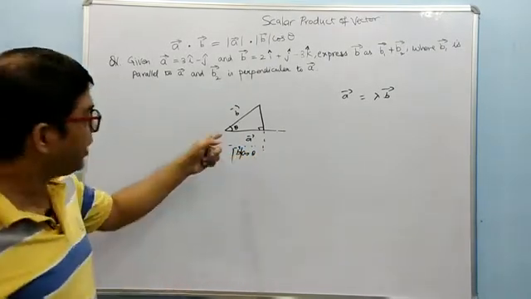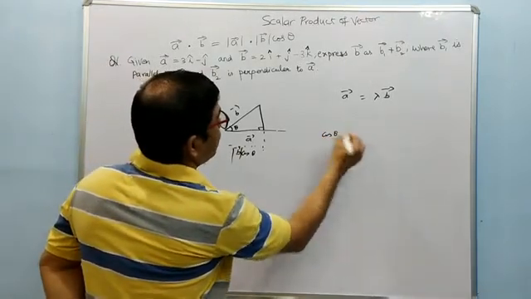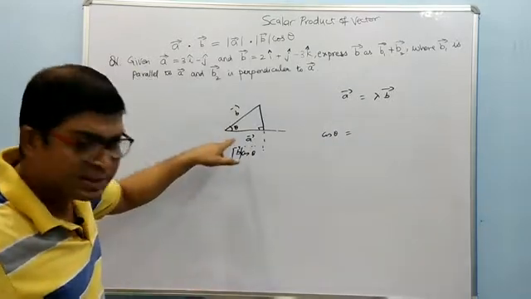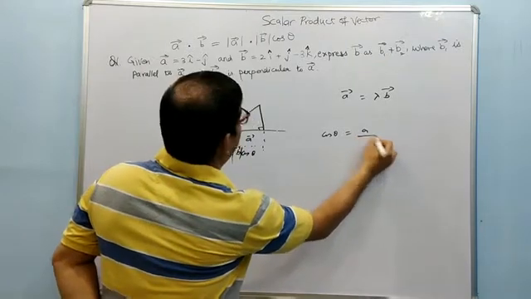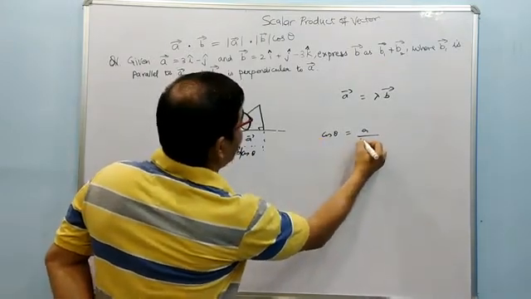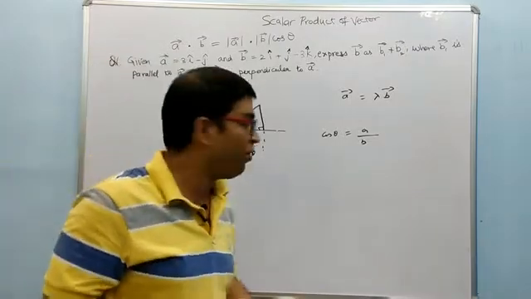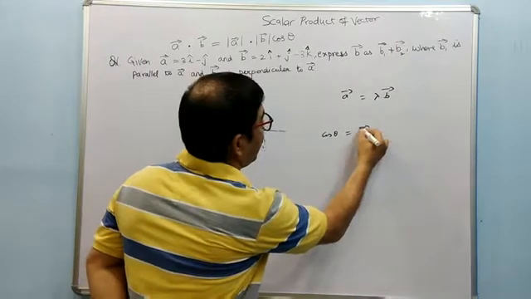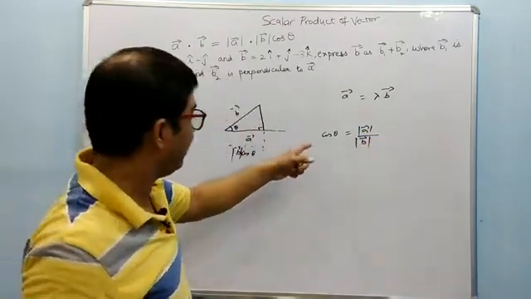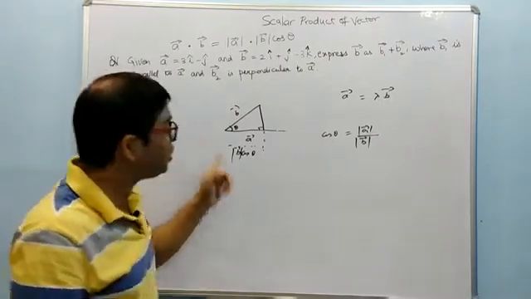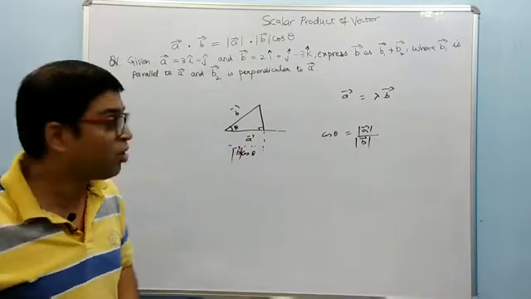How is this coming B cos theta? You can easily see that if you just write cos theta, it will be base divided by hypotenuse. Base is A, hypotenuse is B. Suppose A is the magnitude of vector A, and B is the magnitude of vector B. If I write in this fashion, not a problem at all. So you have seen that the projection of vector B along vector A is B cos theta.